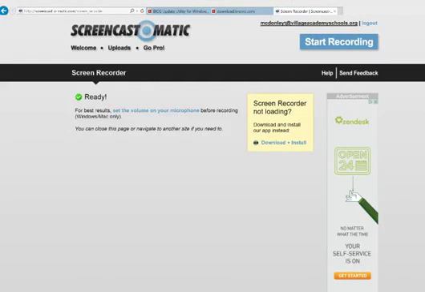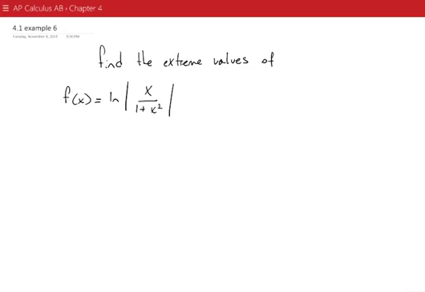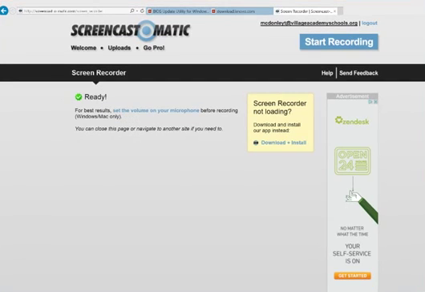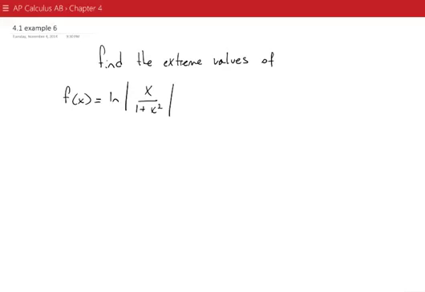Okay, so we're going to do example 6 now. Slightly more complicated function. We're going to do the same thing though. We need to start by determining the domain of the function f, and then we're going to find the function for the slope and try to find any critical points.